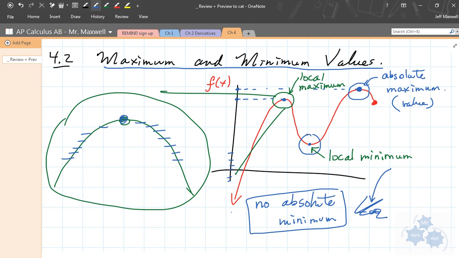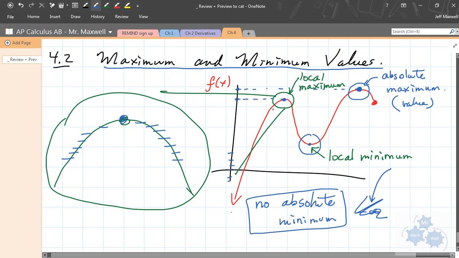Okay, yes, very close. The derivative at a local maximum would be 0. Yes, you could say that, absolutely.